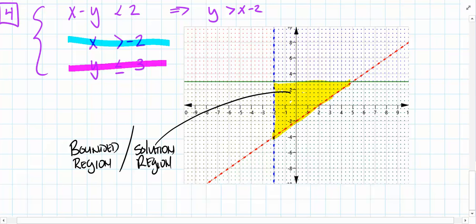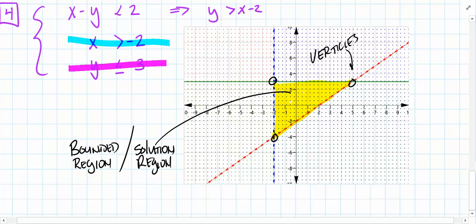So any point that's highlighted inside that yellow region, that is from this system of inequalities, will satisfy all three of these inequalities being true simultaneously. That's what's known as a bounded region. And every bounded region is going to have these vertices, right? The vertices represent all the points where the lines intersect or come together. So each of these is called a vertex.